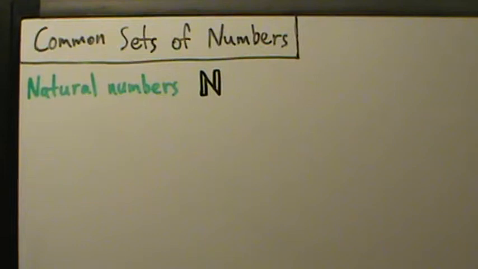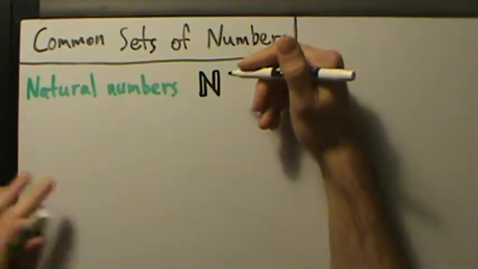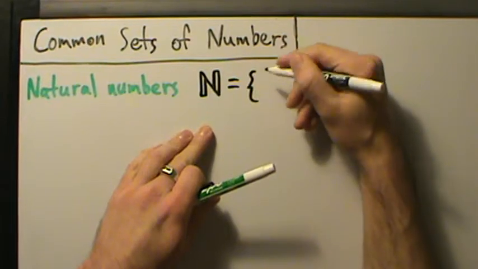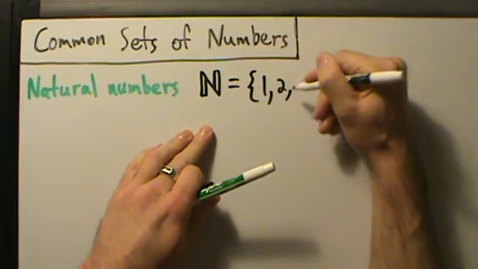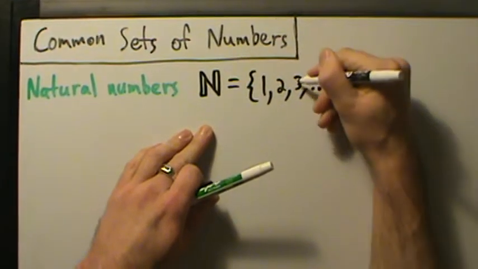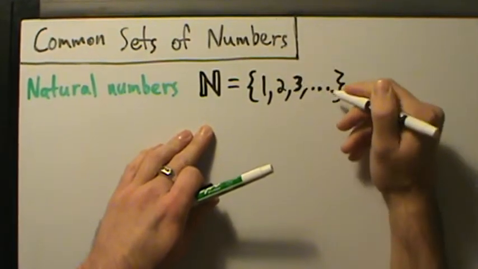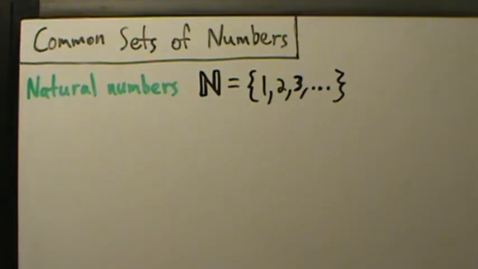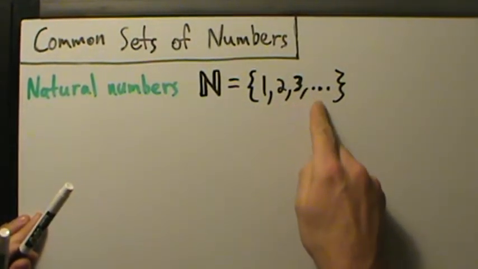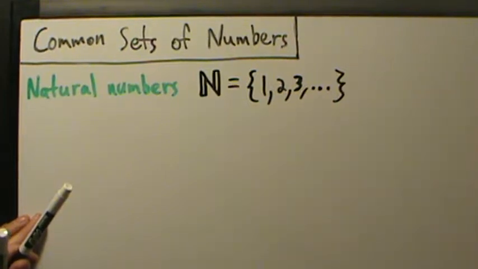What are they equal to? The natural numbers are 1, 2, 3, and then dot, dot, dot. The dot, dot, dot means continue the pattern we established with these first three numbers. So 1, 2, 3, then if we keep going, we get 4, 5, 6, 7, 8, 9, 10, 11, 12, 13, 14, and so on and so forth.